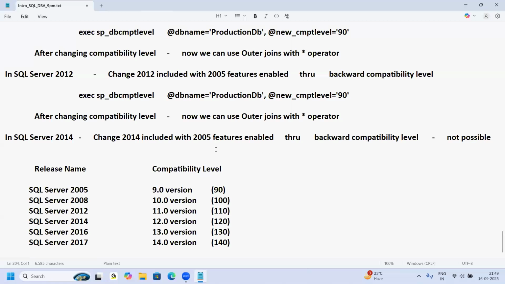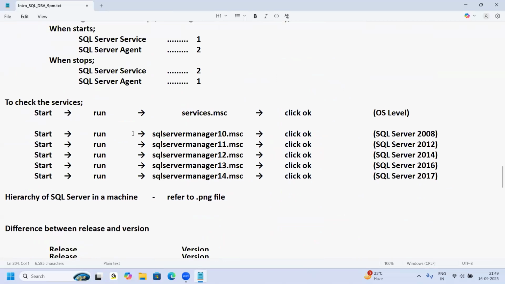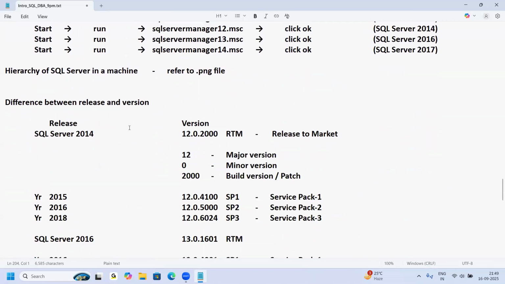But I used to demonstrate that star operator also in my development classes. Then I used to make them aware of those keywords: left outer, right outer, full outer. Okay, this is what we have. Difference between release and version.